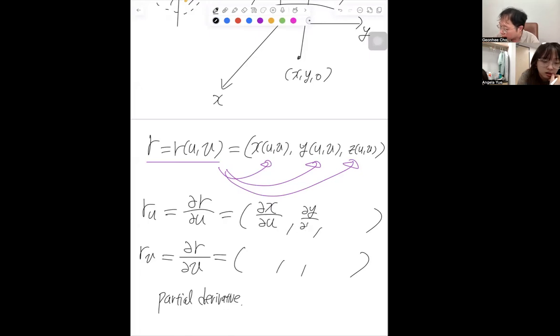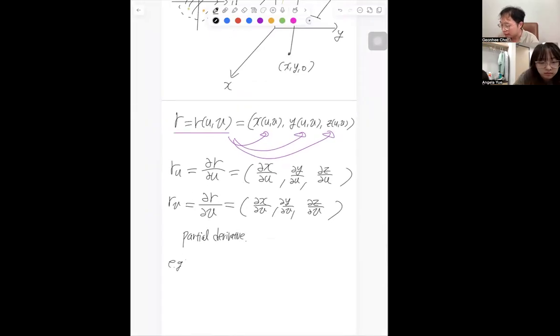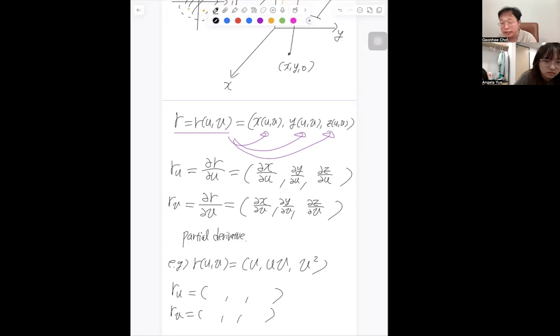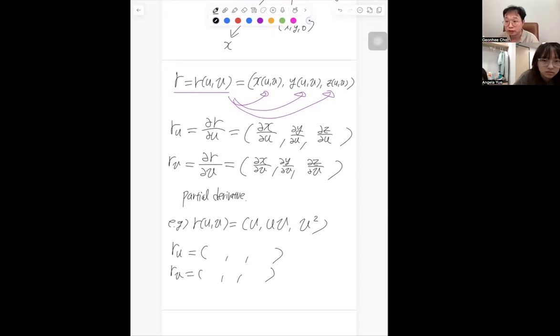So dx over du, dy over du and dz over du. That's the meaning of r sub u. And r sub v means dx over dv, dy over dv, and dz over dv. That's the definition. Let's look at one concrete example to get the sense of it. For example, if the parameterization is u comma uv comma v squared, then if you take r sub u and r sub v, what are they? Let me show you the first answer, and please give me the answer back for the second case.